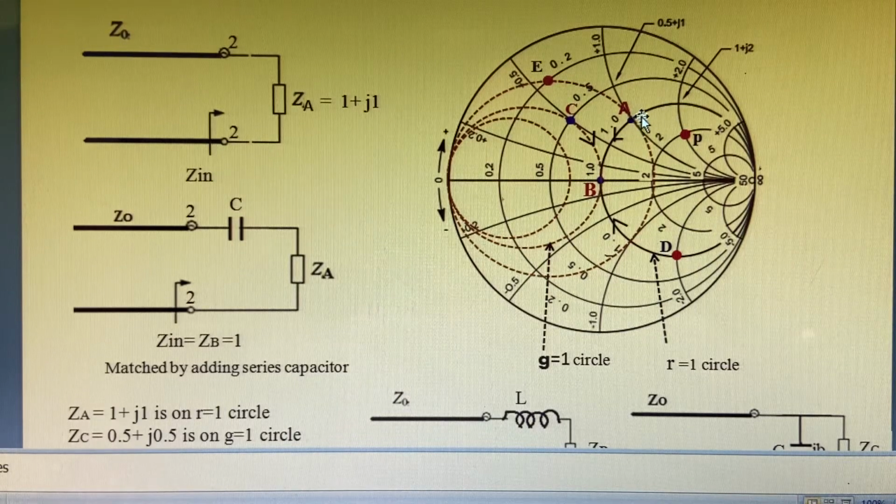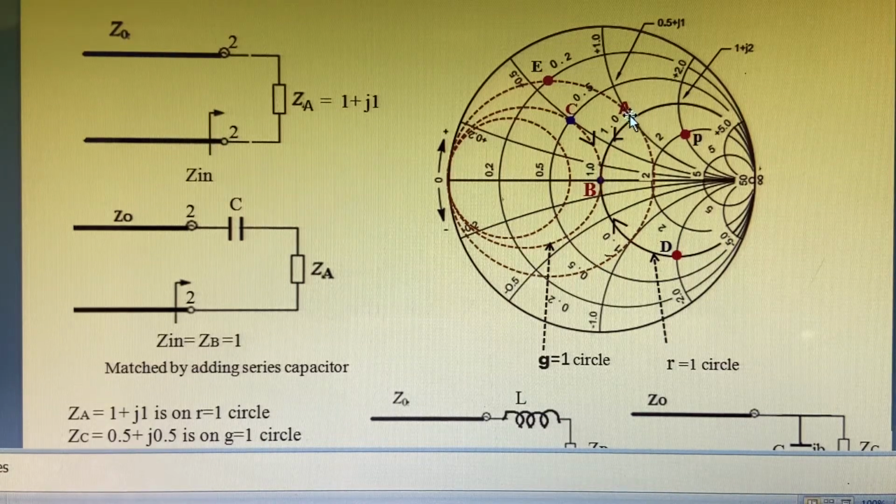From here, if you move in the clockwise direction, we are not reaching the center of the Smith chart. We do not reach this point. So the only option is to move on the resistance circle in the anti-clockwise direction. Then we will be reaching this point. So from the point A, move over a resistance circle and reach the point B. Stop here.